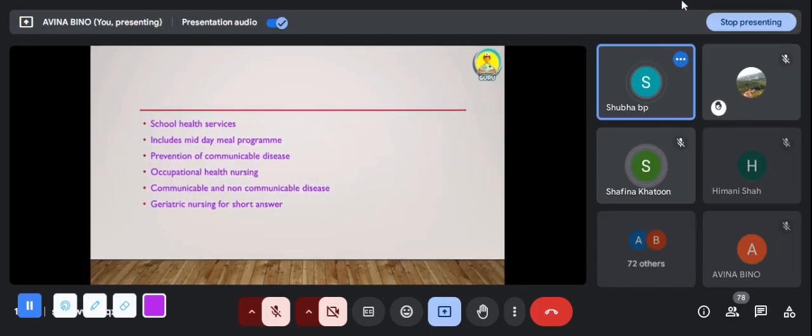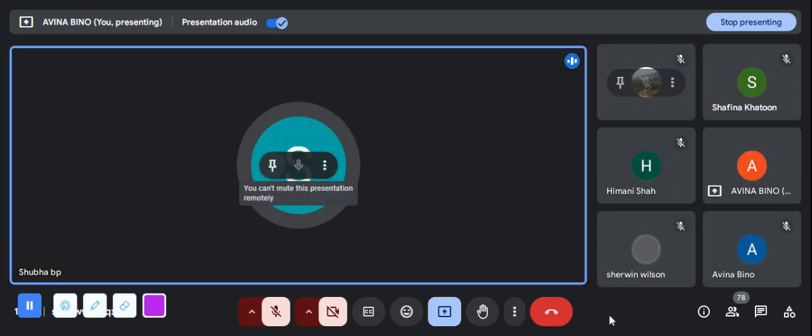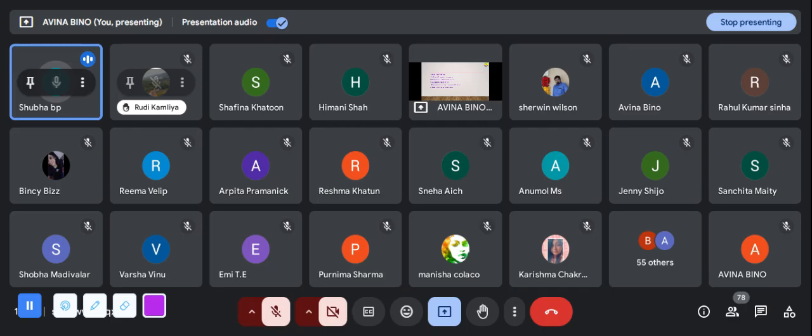Okay, thank you. School health services includes midday meal program, and you know about midday meal program. They may ask for a short essay, 4 marks or 5 marks question. You should write the meaning of midday meal program, when it started, what is the purpose, what are the advantages for school children, and what is the role of the nurse. Everything you should write in midday meal program, so you can gain 5 marks easily.